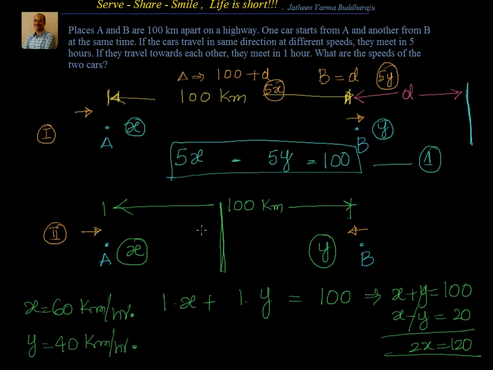Now let's come to the second scenario. In the second scenario, the cars are traveling towards each other. That means they will be meeting somewhere in between, so the total distance covered by them is equal to 100 kilometers. The distance covered by A in 1 hour is x and the distance covered by B in 1 hour is y. Both of them should add up to 100. So I have x plus y equal to 100, x minus y equal to 20. You solve them, you get x equal to 60 km per hour and y equal to 40 km per hour.